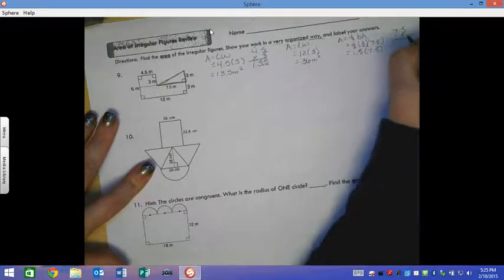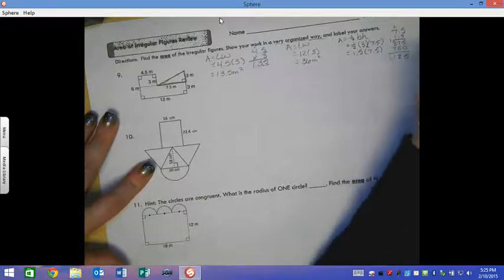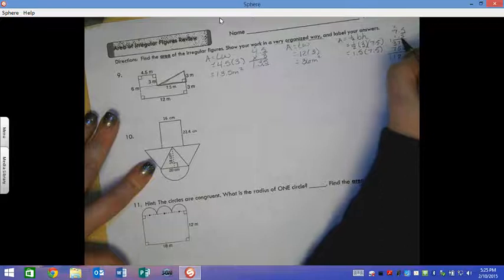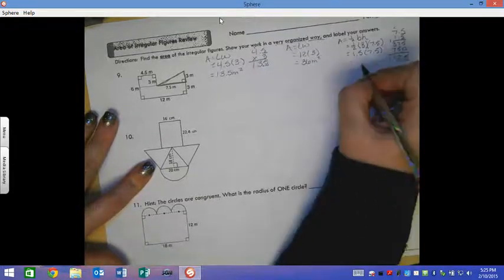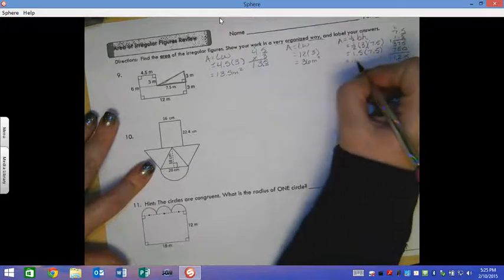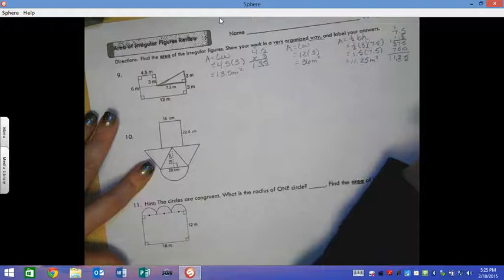So 5 times 5 is 25. 5 times 7 is 35, plus 2 is 37. Bring down my 0. 1 times 5 is 5. 1 times 7 is 7. So we have 5, 12, and 11. And I have 2 decimal places in my problem, so I put 2 decimal places into my answer. So this one is going to be 11.25 square meters. But for my triangle, I need half of that.